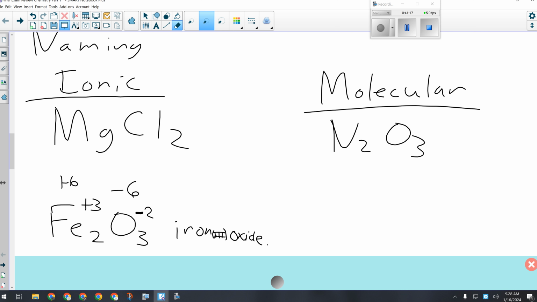I could put a Roman numeral in a mole equation question if I wanted to, right? I could say, how many molecules of iron 3 oxide are there? You better be able to get the formula right from there.